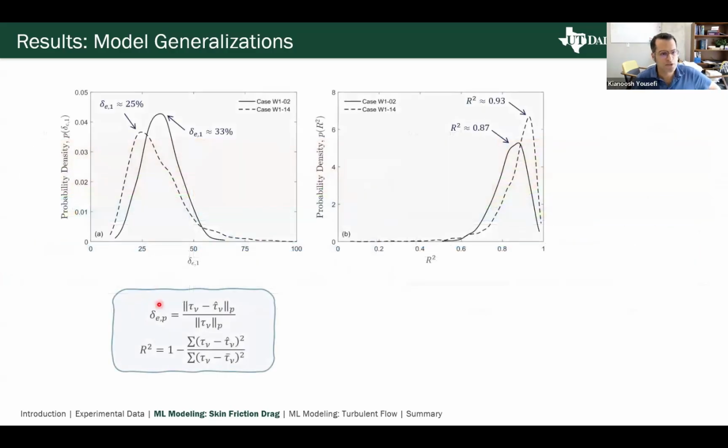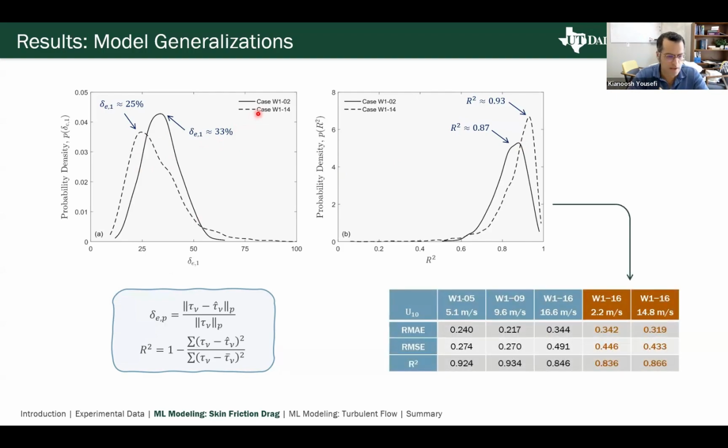So I do the same thing. I'm looking at the PDF, the probability density distribution, of the L1 norm and R square. We will see that the error for the L1 norm has increased to 25 and 33%. And again, that's expected because these are unseen cases. The R square is still quite acceptable, around 0.9 for both of these cases. The largest error that I have is around 33% for the lowest wind speed, which is again extrapolation with very different features, and that is quite acceptable.